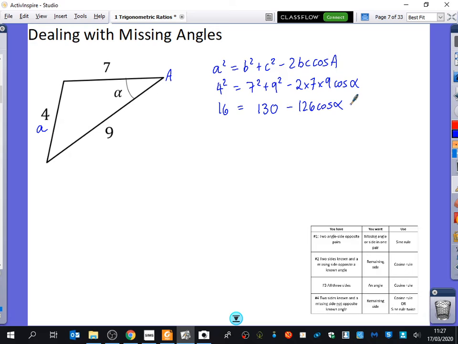And then the quick way of rearranging these kind of things, where the thing you want has been subtracted, you're adding that to that side and minusing the 16. So I think about these two things sort of swapping places. So you get 126 cos alpha is 130 minus 16. So cos alpha is 130 minus 16, which is 114 over 126. So alpha is the inverse cos of that.